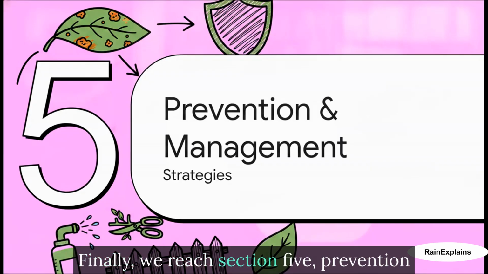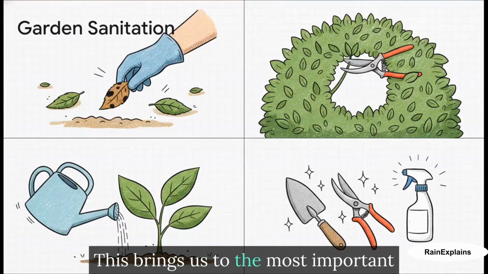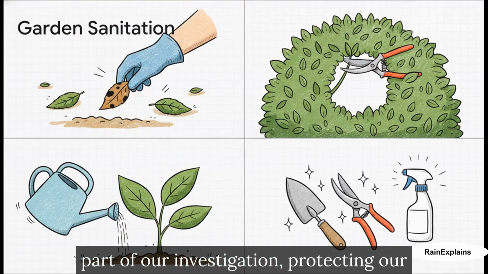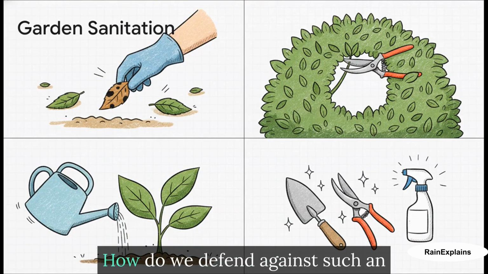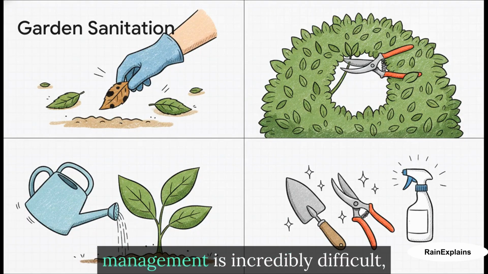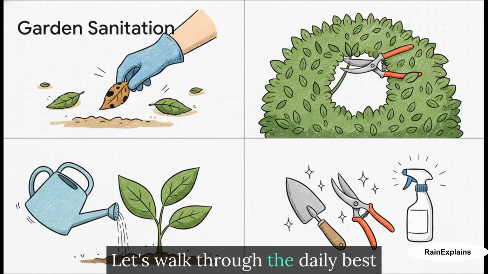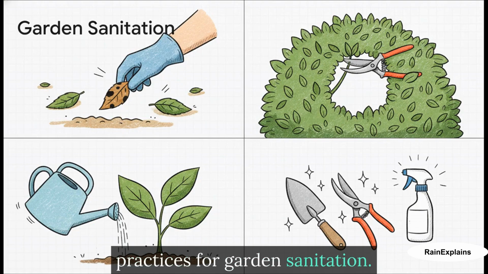Finally, we reach Section 5, Prevention and Management Strategies. This brings us to the most important part of our investigation: protecting our gardens. How do we defend against such an omnipresent threat? Well, the crucial point is that management is incredibly difficult, therefore prevention is absolutely key to your success. Let's walk through the daily best practices for garden sanitation.